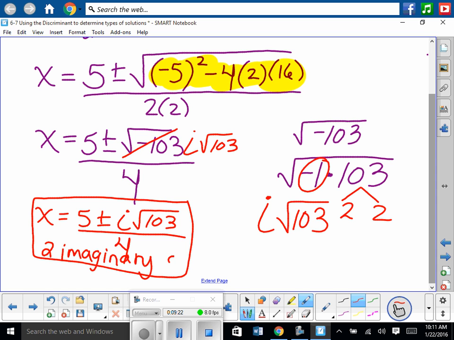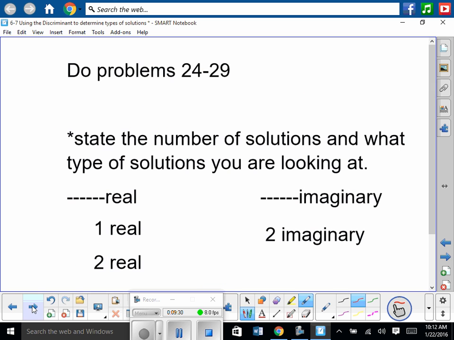Do we have to write that too? Yes, you do. So now, what if we had the square root of 0? For example, 8 plus and minus the square root of 0 over 2. Isn't that 8 plus and minus 0 over 2? Isn't 8 plus 0 and 8 minus 0 the same thing?